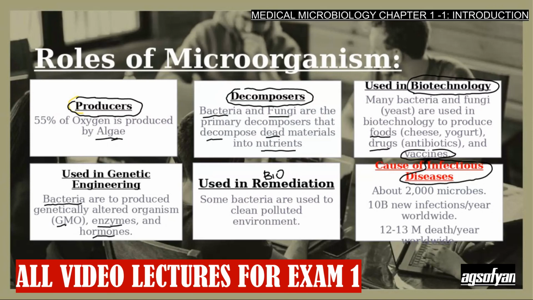However, from only about 2,000 microbes, there are on average 10 billion new infections per year worldwide. And from these 10 billion new infections, there are about 12 to 13 million deaths per year.